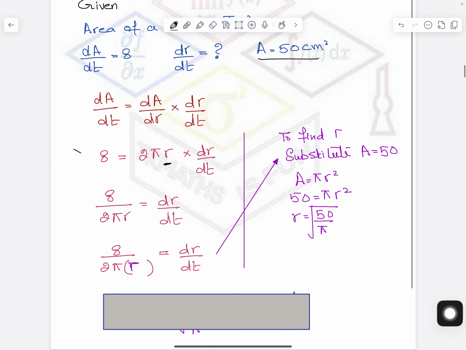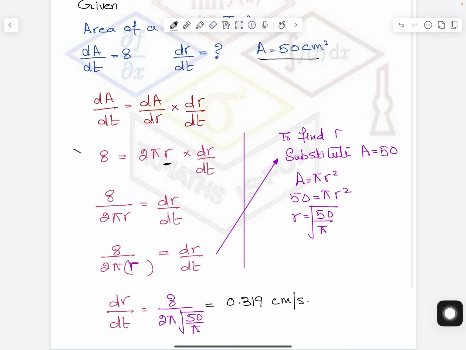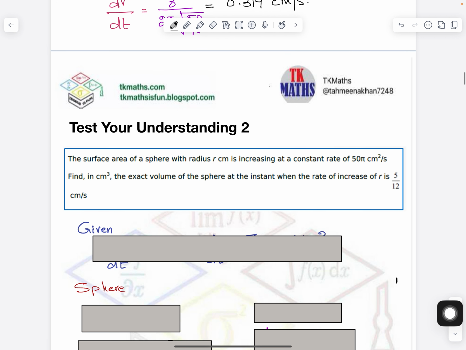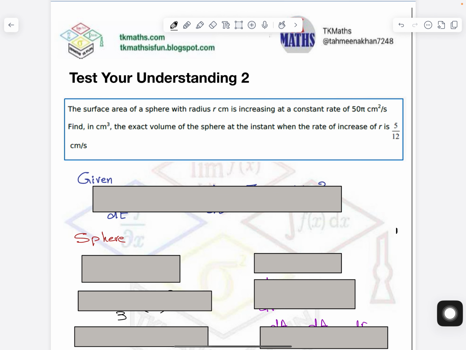And then a simple calculation, and you will get the rate of change of radius, which is 0.319. Right. So another question, and after that we will move on to the small change. This is the rate of change question right now. One question I have solved, two questions I have given here for your practice.